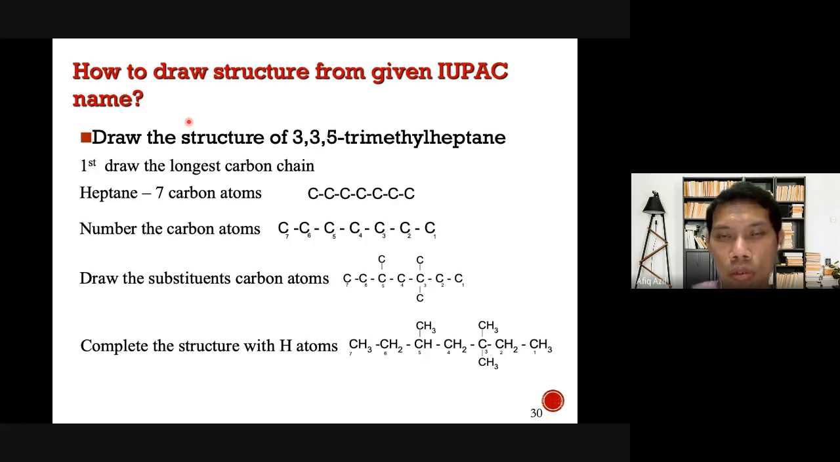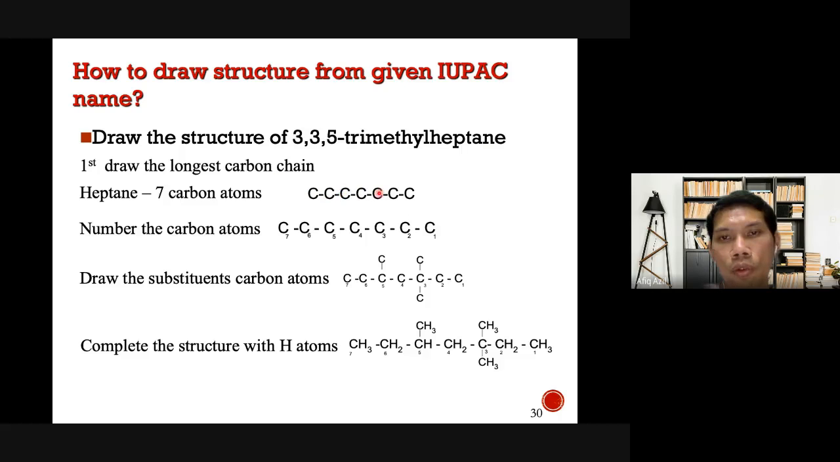So how to draw the structure from a given IUPAC name? Just now, the structure was given and we had to name it, but this is how to draw when you are given a name. The first step is to draw the longest carbon chain. If you have a name like 3,3,5-trimethylheptane, don't draw from the front, draw from the back. Take note of the longest parent name, which is heptane. According to the table, heptane contains 7 carbons, so straight away draw the 7 carbons.